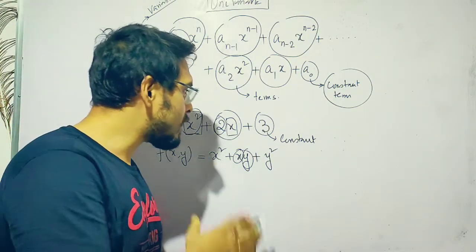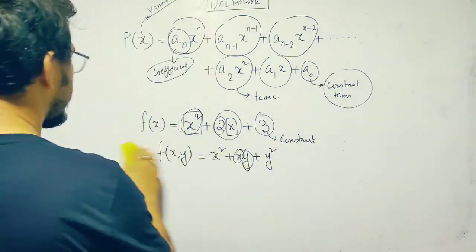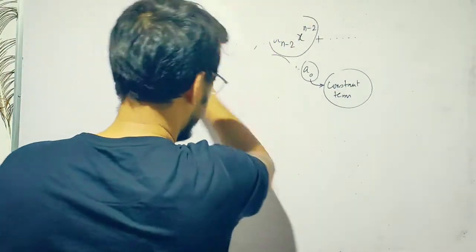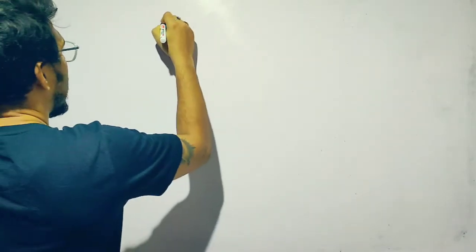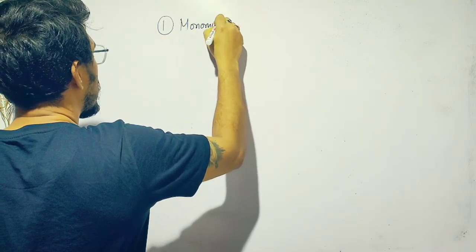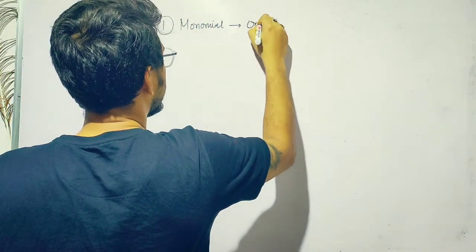So I hope you have understood the number of terms. So based on number of terms, we can categorize the polynomial into 3 categories basically. It doesn't mean that there are only 3 categories. It's just that 3 basic categories are there. So what are the 3 categories? The first category is known as monomial. Monomial has only one term.